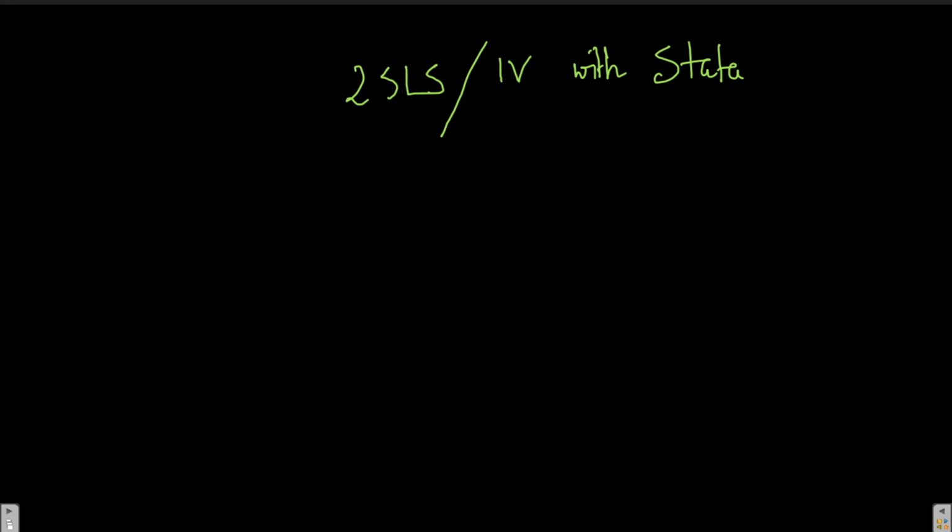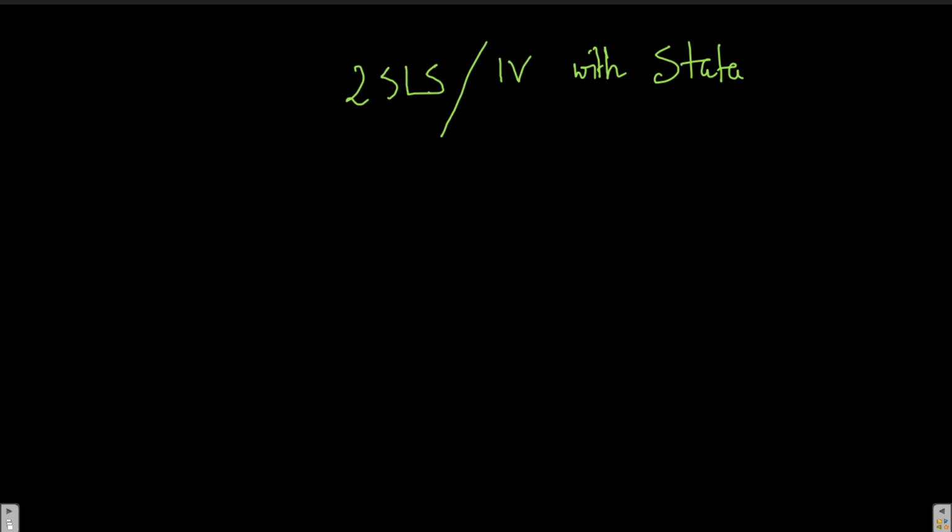Hello and welcome back to the lecture on applied econometrics. We have been talking about instrumental variables. In the previous lecture, we talked in detail about the two-stage least squares strategy. Now, in this lecture, we are actually going to implement this two-stage least squares strategy using Stata.